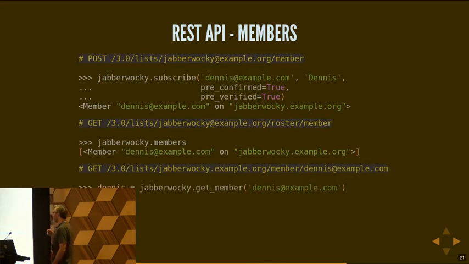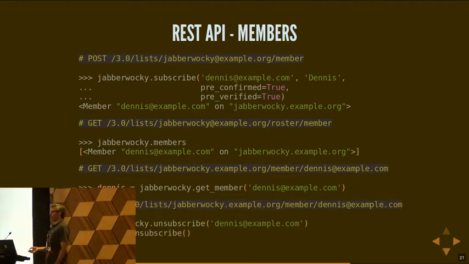So if we want to do something with Dennis, and he has been subscribed before, we can get the Dennis member object by using the getMember method on the Jabberwocky list object using Dennis's email address. And of course, everyone who's subscribed to an email list can also be unsubscribed. We can do this in two ways. We could either use the Jabberwocky list object and use the unsubscribe method using Dennis's email address, or we can just use the Dennis member object and hit the unsubscribe method.